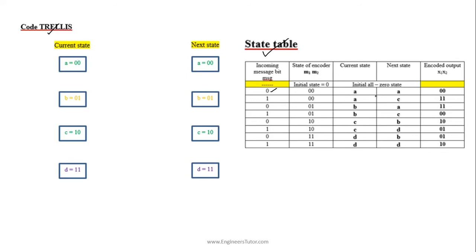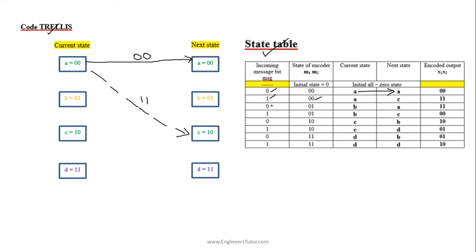If the incoming bit is 0, the state changes from A to A. So for 0 we use a solid line, and the output will be 0, 0. On this branch we represent the output of the encoder. If the incoming bit is 1 and the initial state is 0, 0, the state changes from A to C. So we use a dashed line to represent this, and on this branch we represent the output. Output will be 1, 1.